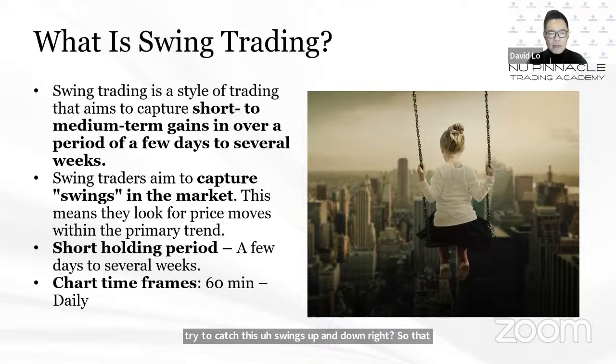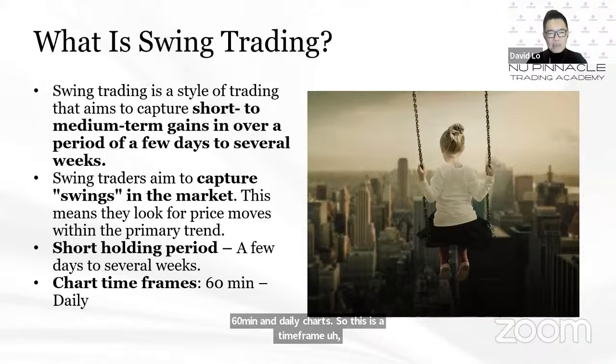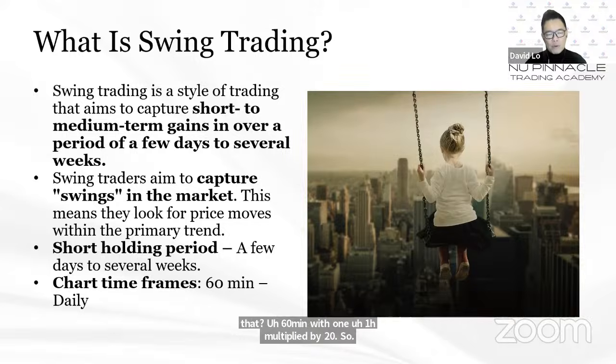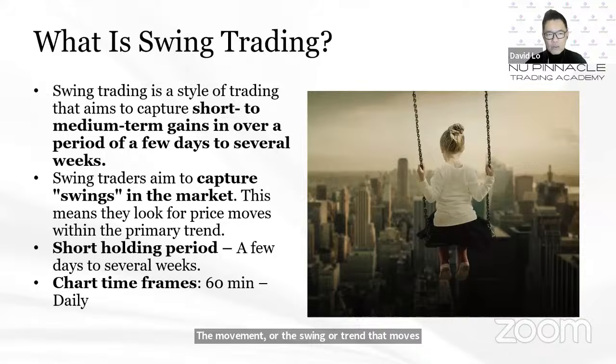So what chart time frames do swing traders use? Normally, they look at charts from 60 minutes to daily charts. Later when we look at charts, we'll look at 60 minute and daily charts. For swing trading, if you use 60 minute charts, a trend will tend to move about 20 times your time frame. So 60 minutes is 1 hour, multiplied by 20. The swing or trend moves over the next 20 hours, and with daily charts, the next 20 days. That's why it's a few days to a few weeks.